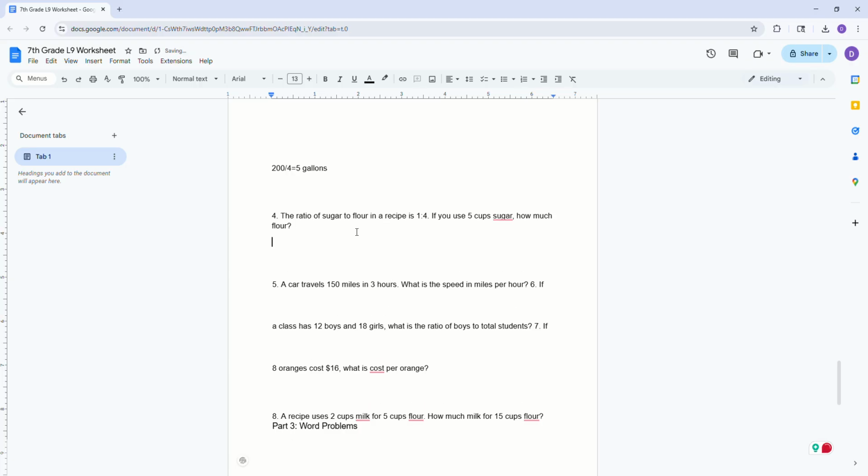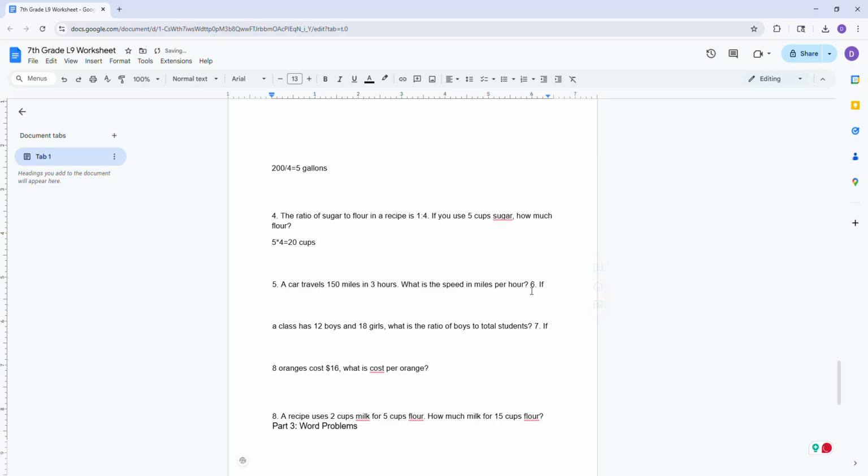For number 4, it says the ratio of sugar to flour in a recipe is 1:4. If you use 5 cups of sugar, how much flour? So this problem is asking us the ratio between them. It says you use 5 cups of sugar, but the ratio of sugar to flour is 1:4. So we would have to multiply 5 by 4, which would be 20, because 4 is the amount of flour, and they're asking how much flour it is. So we will need 20 cups.